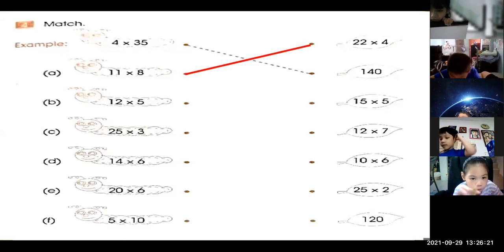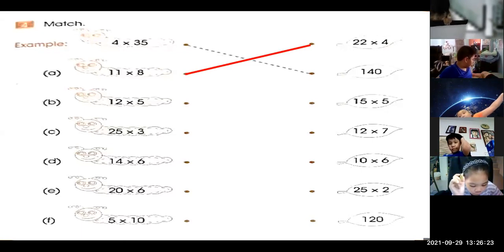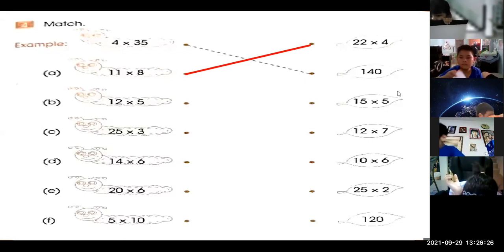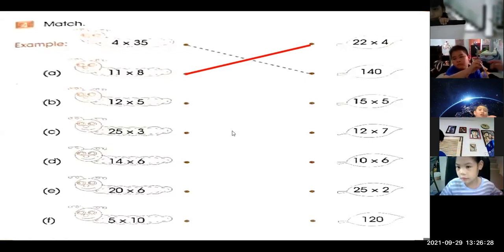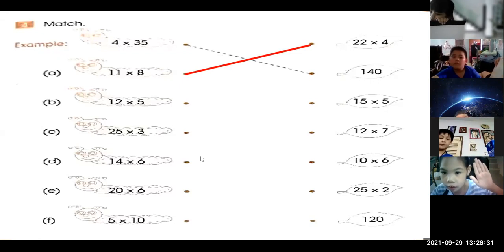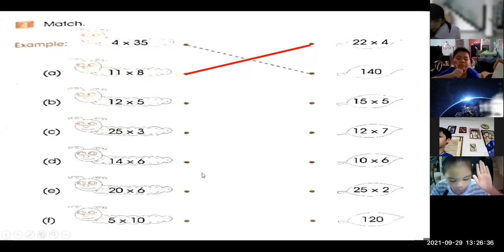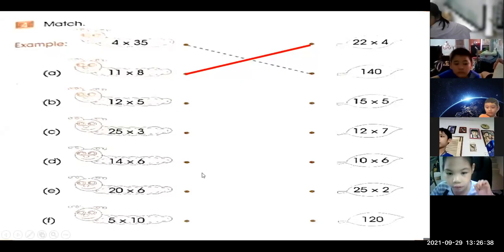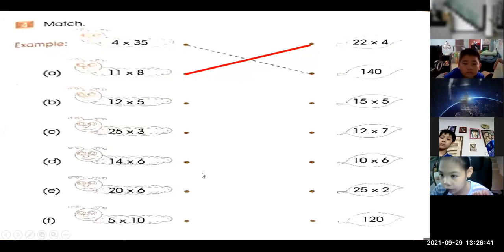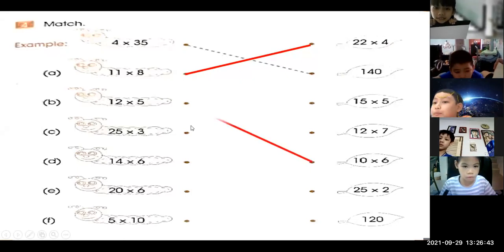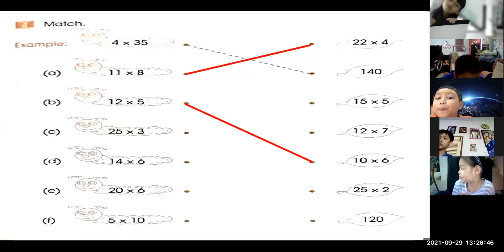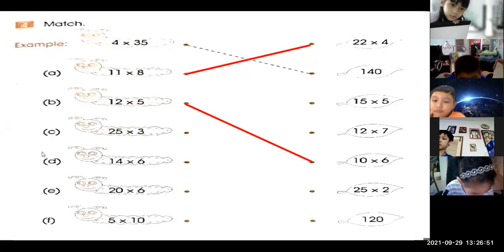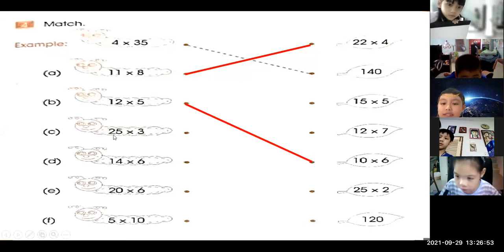Letter B, 12 times 5. 12 times 5, that is 12 plus 12 plus 12 plus 12 plus 12. So what's the partner? 12 times 5 is 60, right? So what is the answer? What's your answer? Anyone? 10 times 6. It's correct because 10 times 6 is 60. 12 times 5 is 60. Thank you.